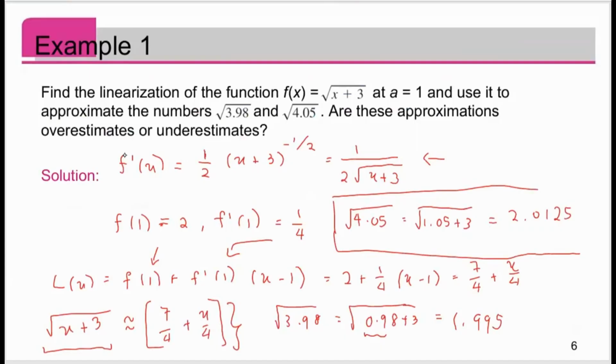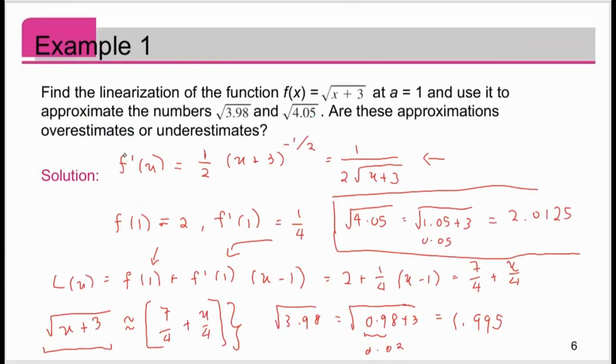So you can see the two differences. Here you are starting at 1, but here you have 0.98, that is 0.02 away from 1. And then here you have 1.05, that is 0.05 units away from 1. So this one is 0.02, meaning that this one is closer.